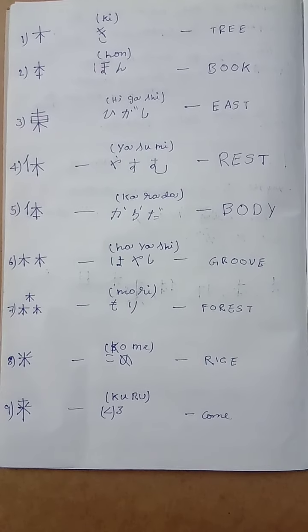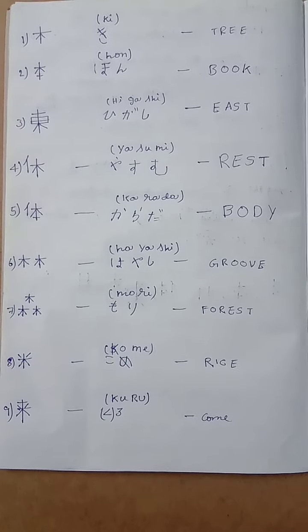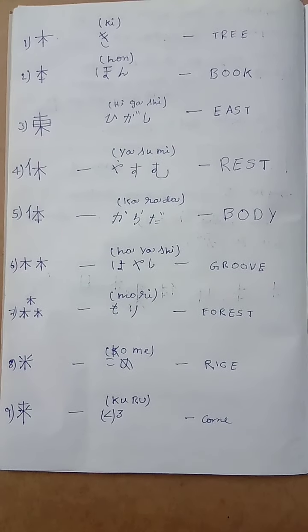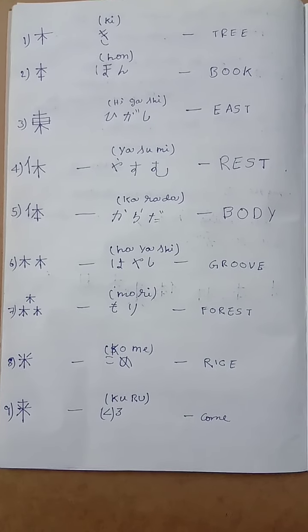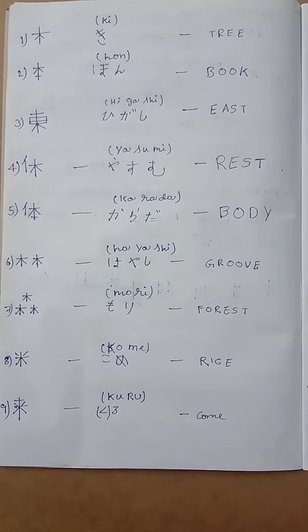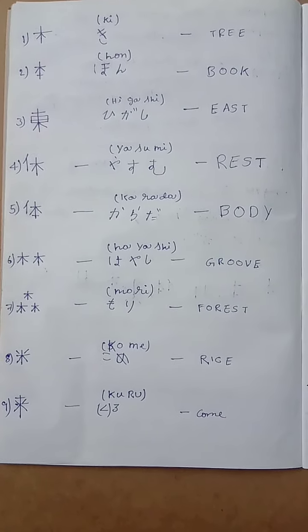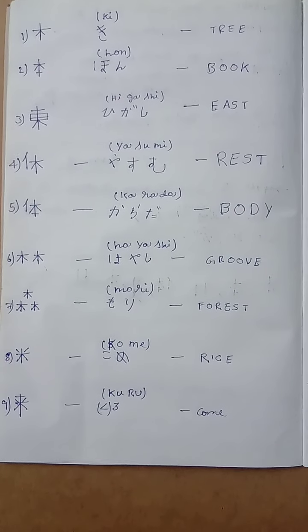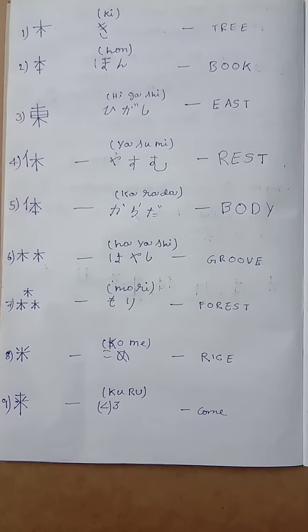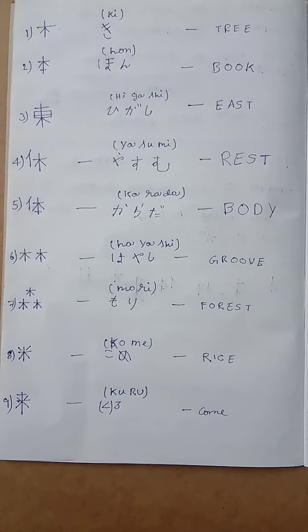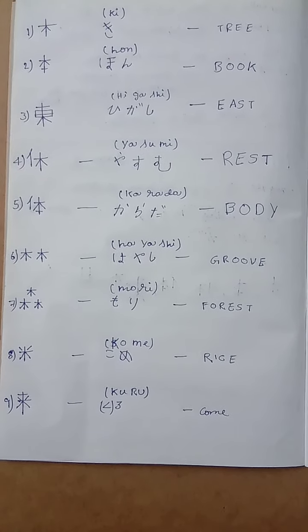First one is tree, which means ki. The second one is book, which means hon. The third one is east, which means higashi. The fourth one is rest, which means yasumi. The fifth one is body, which means karada. The sixth one is grove or wood, which means hayashi.